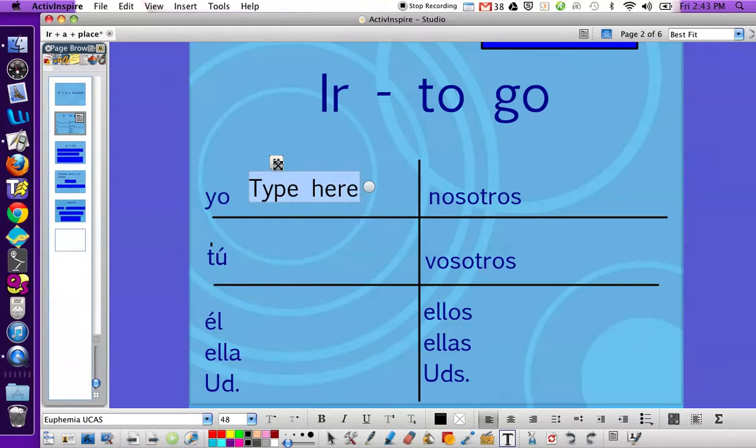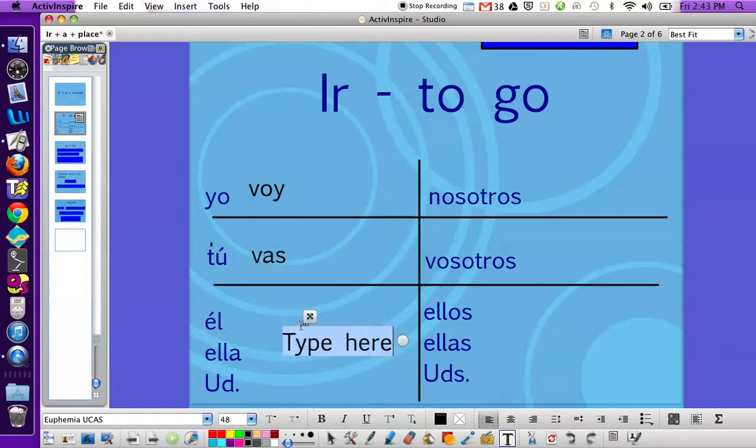Our yo form is voy, V-O-Y, yo voy. Repiten, yo voy. Tú is V-A-S, vas, tú vas. Notice that this has the AS ending like an AR verb. You're going to see the AR endings from here on out. If you think about the AR endings, you probably figured out the next one. It's va, V-A. Repiten, va.